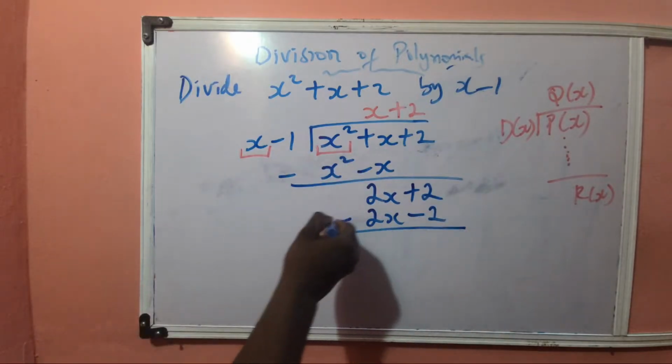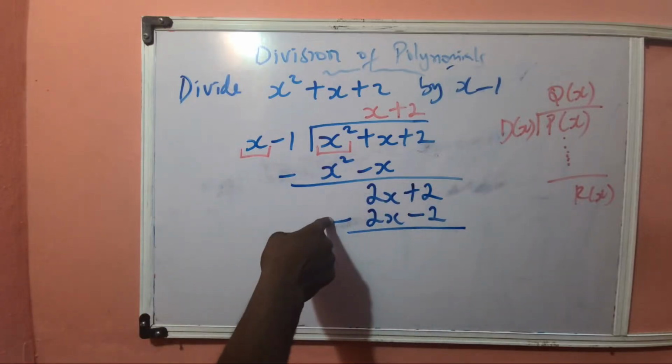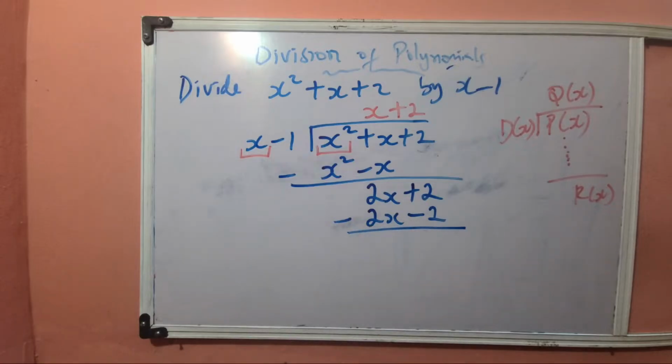All right, you do the same thing, you go on with your subtraction. When you decide to subtract this, what do you get? 2x minus 2x, of course, that goes away. That's 0, so you don't have to write that. Then 2 minus minus 2. What do you get here? That's 2 plus 2. That will give me a value of 4.